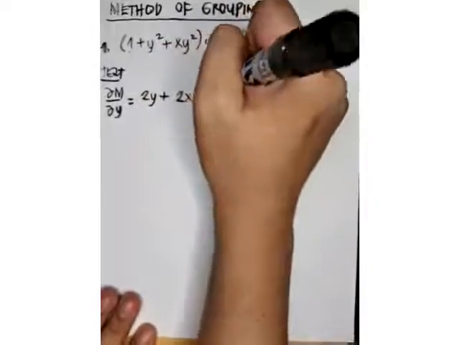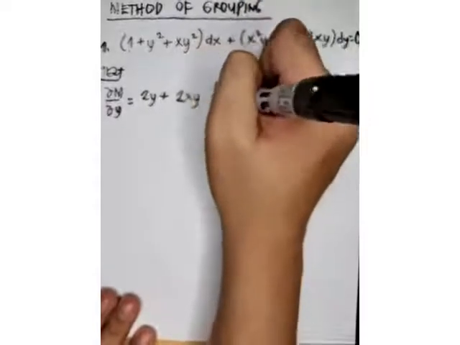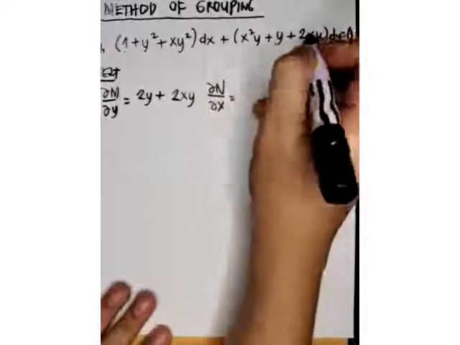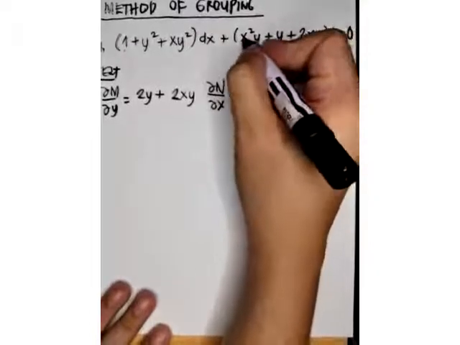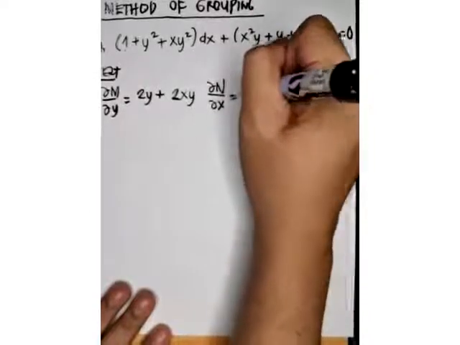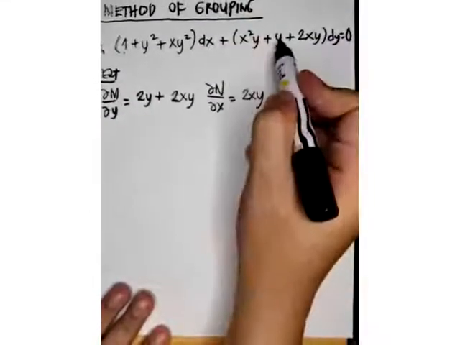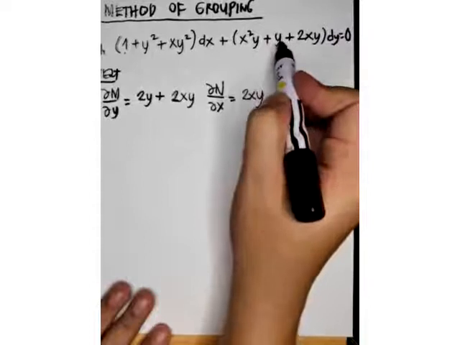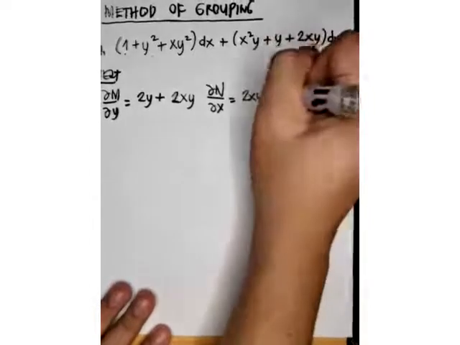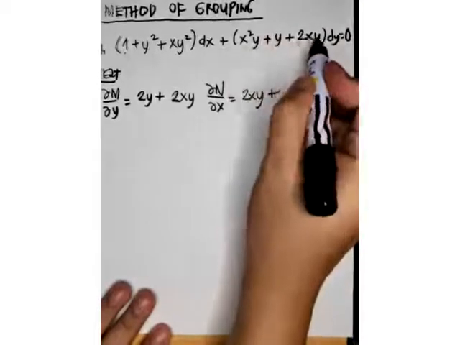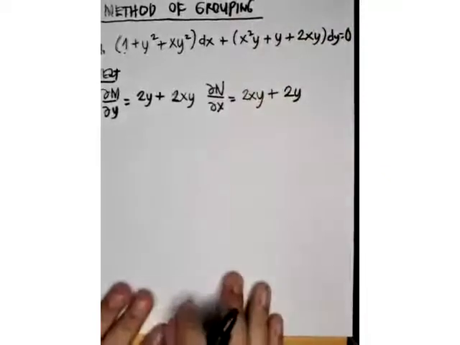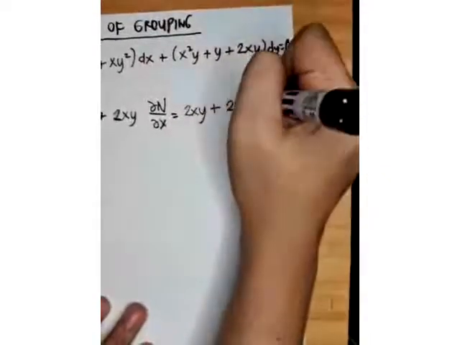So, let's have the partial derivative of N with respect to x. That means all the y's will be considered constant. So, x yung i-derive natin. So, x squared, ang derivative niya ay 2x. Then, copy y. And then, y is constant, so the derivative of y is 0. And then, plus, derivative ng 2y is constant, so x lang. So, that will be 1. So, we'll have 2y. So, therefore, the equation is exact.